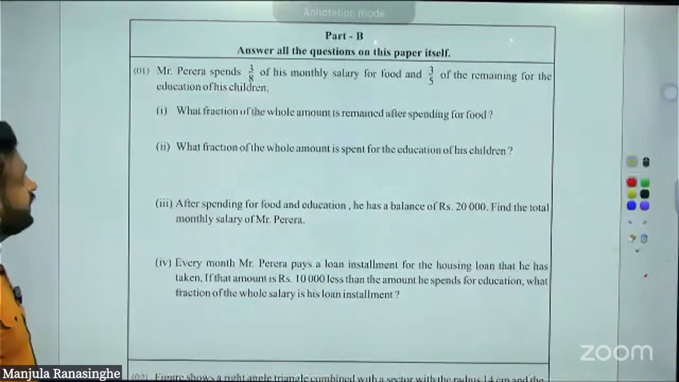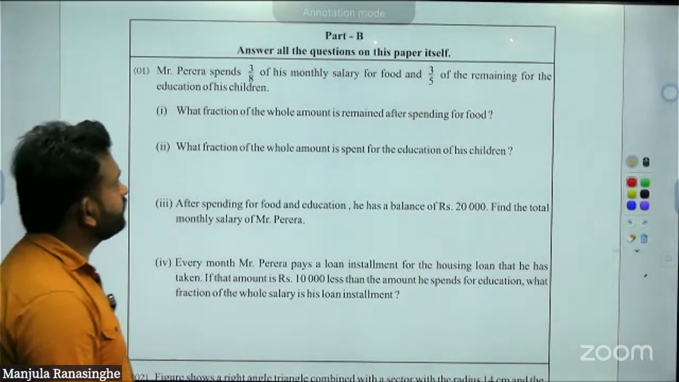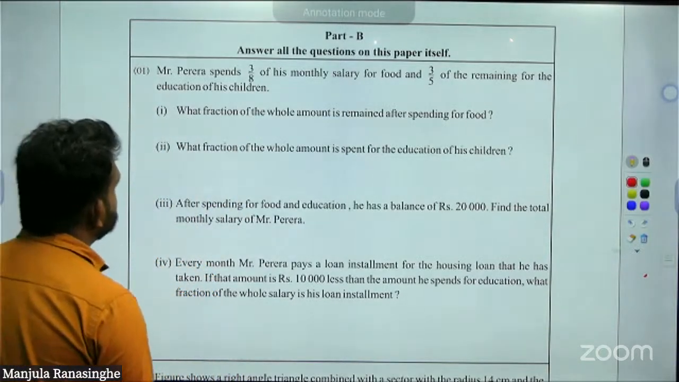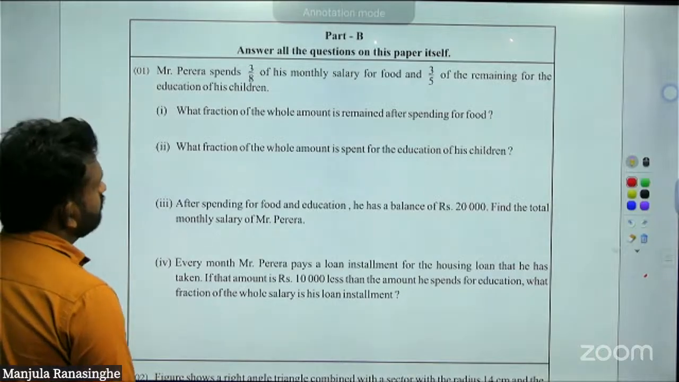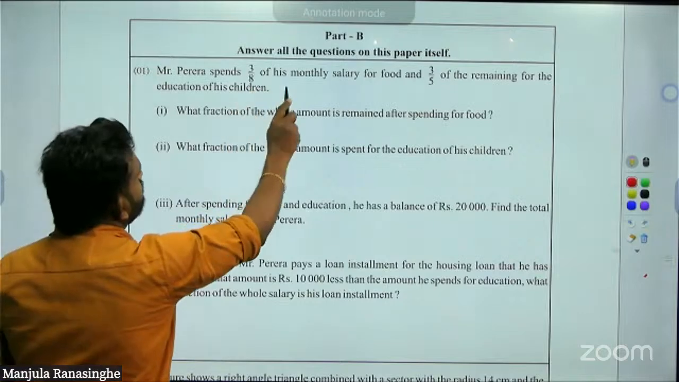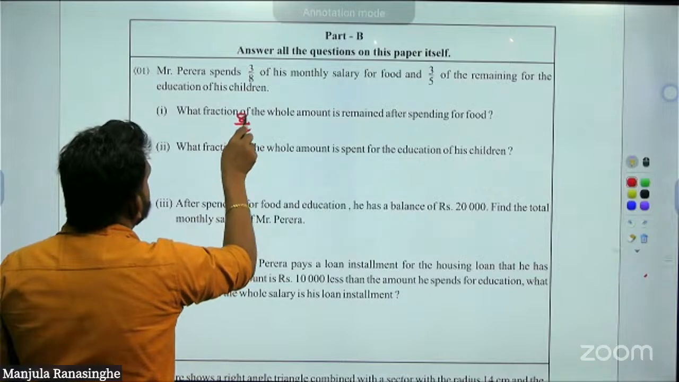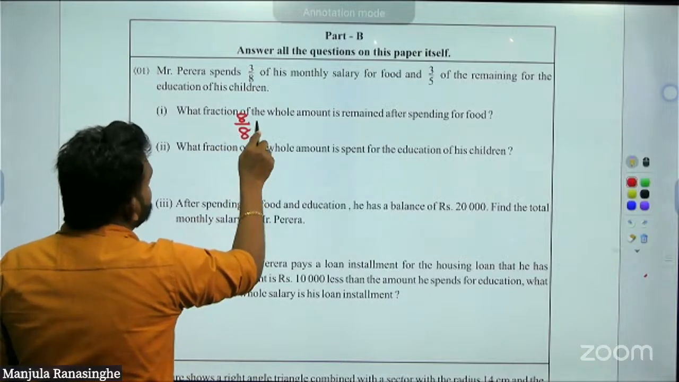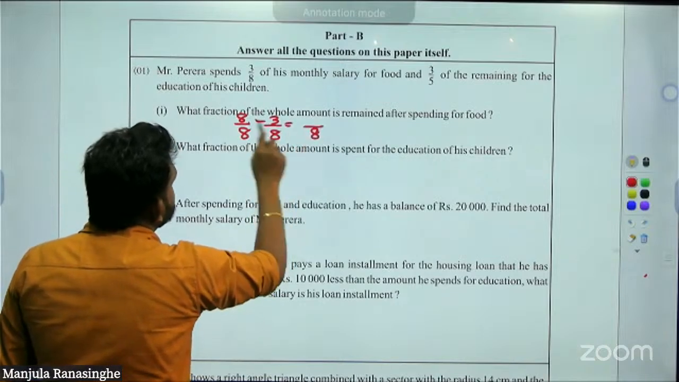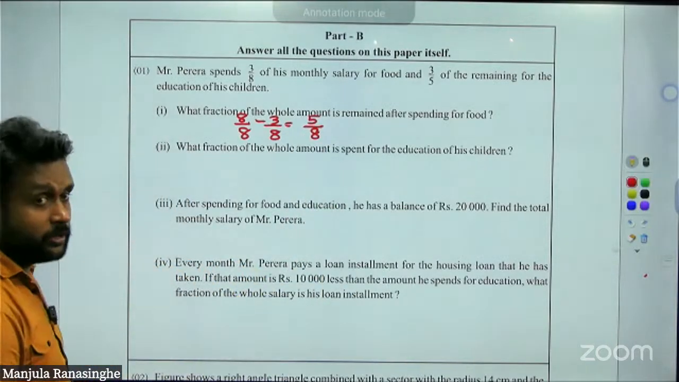Mr. Pereira spends 3/8 of his monthly income, his monthly salary, on food and 3/5 of the remaining on the education of his children. What fraction of the whole amount remains after spending on food? Right. So 3/8 is spent on food. All the time we take the total income as 1. That means 8 upon 8. Then subtract 3 upon 8, which gives denominator 8, 8 minus 3, 5. So 5 upon 8 remains after food.